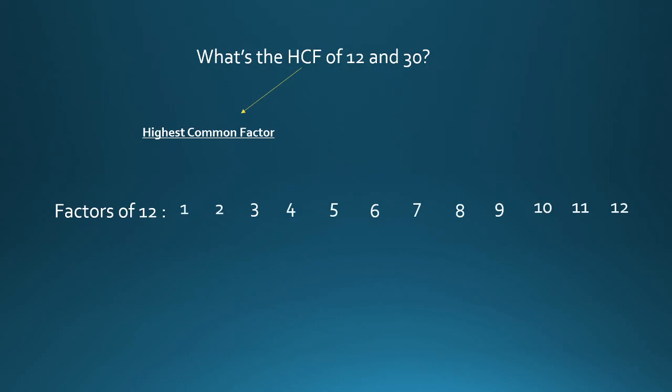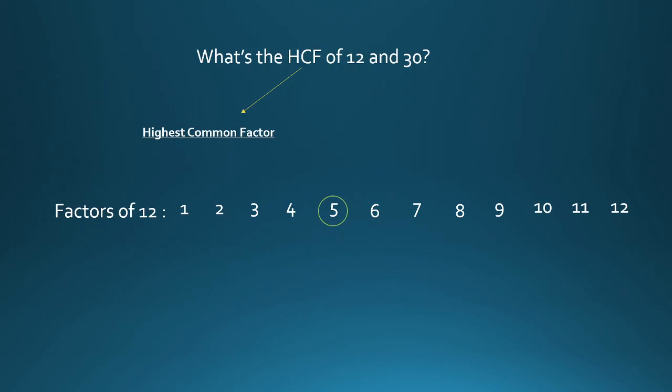We have these possibilities, 1 to 12. So let's check one by one. Is 1 a factor of 12 or not? Yes, 1 divides 12, so 1 is a factor of 12. Let's move on to 2. 2 is a factor of 12 also because it divides 12. 3 is a factor of 12 also. Similarly, 4 times 3 is 12, so 4 is a factor of 12 also.